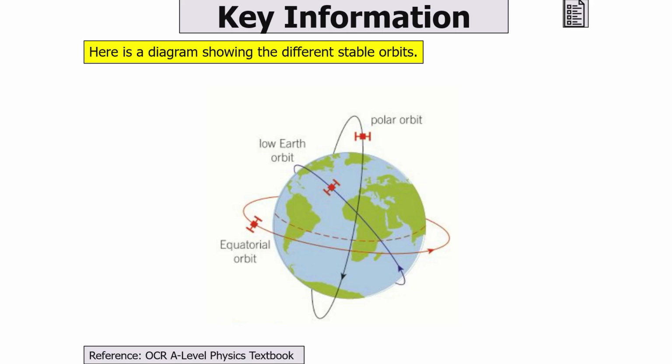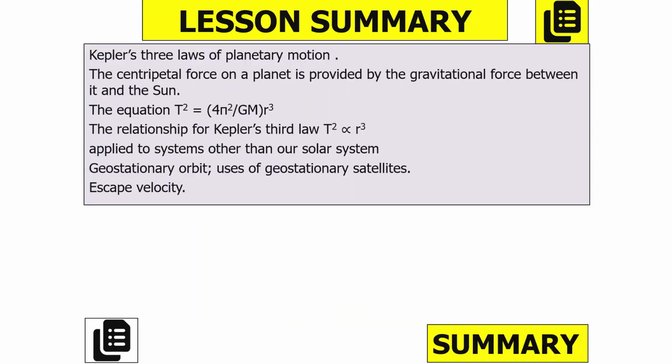So to summarise what we've looked at in today's lesson, we've looked at Kepler's 3 laws of planetary motion. The fact that the centripetal force on a planet is provided by the gravitational force between it and the Sun. The equation is T squared is equal to 4 pi squared over GM times r cubed. So our relationship with Kepler's third law is T squared is proportional to r cubed, which is applied to systems other than our own solar system. We know the idea of geostationary orbits and the use of geostationary satellites, and finally the concept of escape velocity.